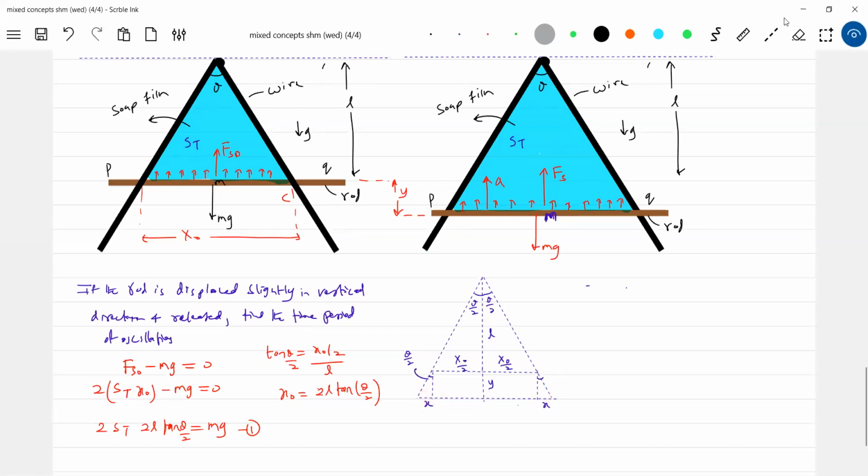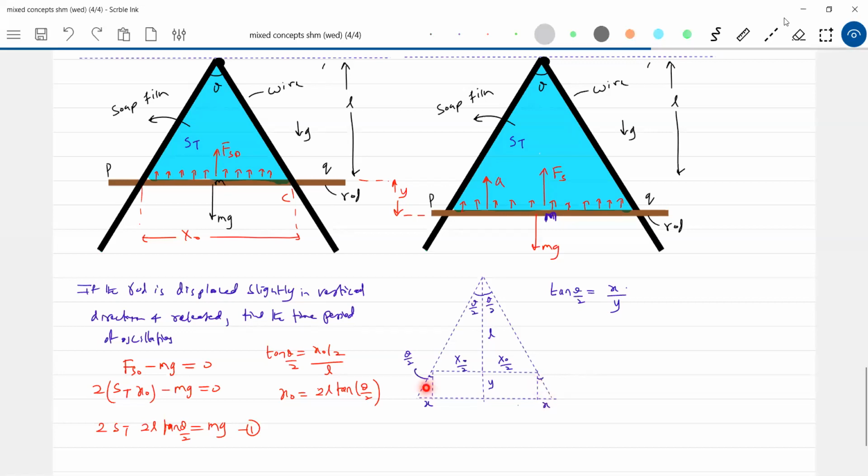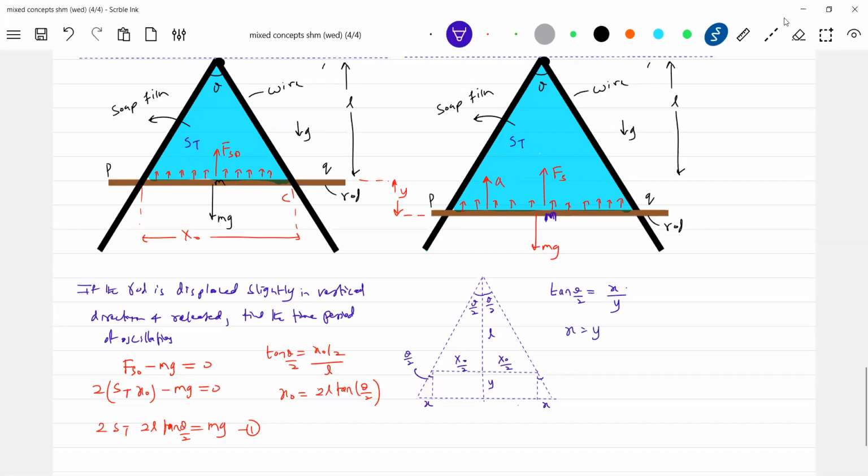Or else let's calculate Fs. So what is Fs? For that we need x. How to calculate x? So again, tan theta by 2 equal to x by y. X naught is different and x is different. You can see this one. Tan theta by 2 equal to x by y. So x is equal to y tan theta by 2.